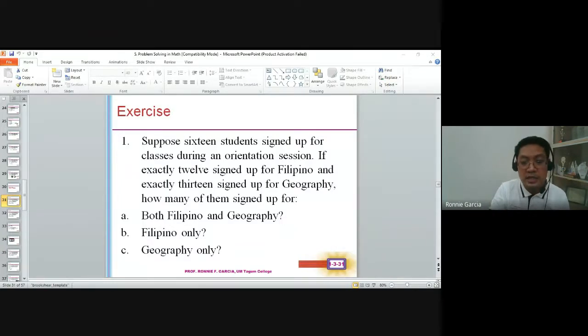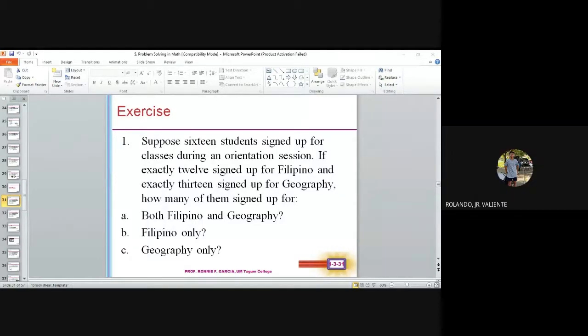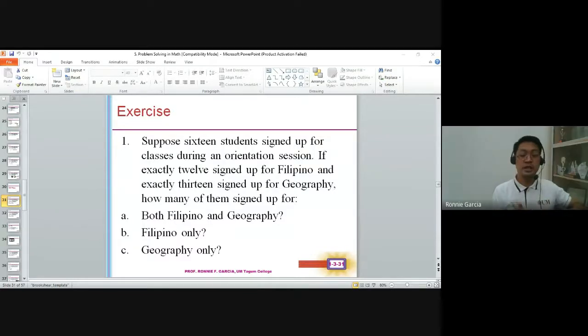I will ask someone to read this one. Please read the problem, Valiente. Suppose 16 students sign up for classes during an orientation session. If exactly 12 sign up for Filipino and exactly 13 sign up for geography, how many of them sign up? A. Both Filipino and geography. B. Filipino only. C. Geography only. Thank you so much. This is not a multiple choice question ha. So, salamat Mr. Valiente for reading.